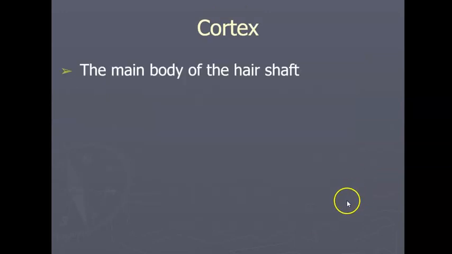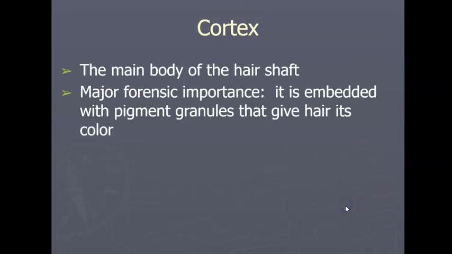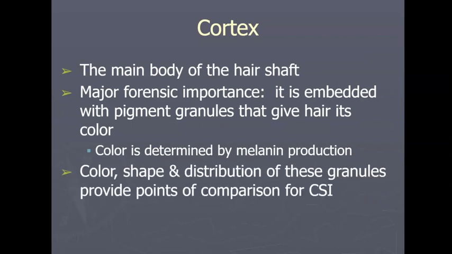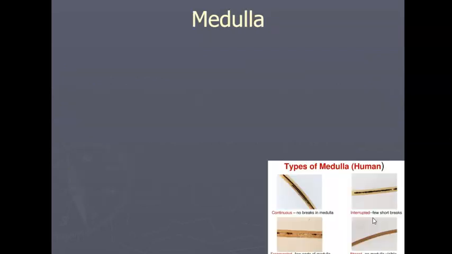The cortex is inside the next layer. It's in the main body. It is the main body of the hair shaft. It's very important for forensics because it has the pigment granules, and that's what gives hair its color. So more pigment granules and kind of different size, color, shape, all that is going to give different hair colors, and that's what they can use for identification. The color of your hair is determined by melanin, which is also what determines the color of skin. The color, shape, distribution of these granules, that's what they use for comparison.